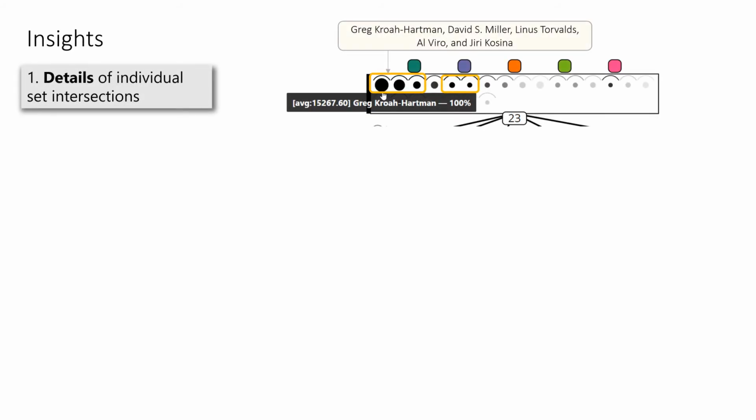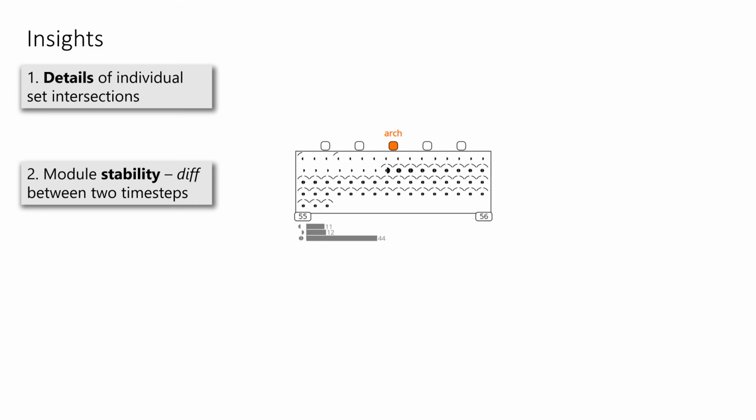The first insight we gain is about the details of element membership in individual set intersections. The figure shows the intersection of all 5 modules aggregated across all time steps. We can see that there were 23 developers who contributed in all the modules in at least one time step. Black circles represent developers who consistently contributed to all the modules in each time step. The circle size reveals difference in their average number of commits, which was highest for Greg Kroah-Hartman.